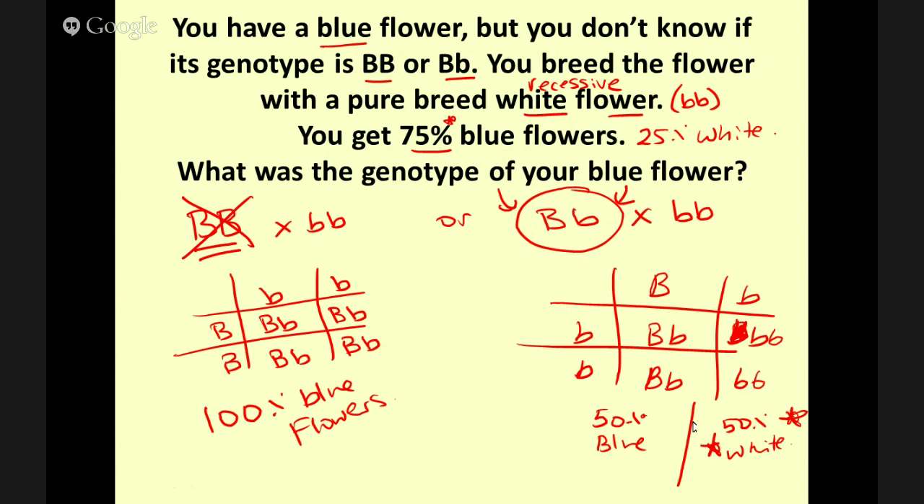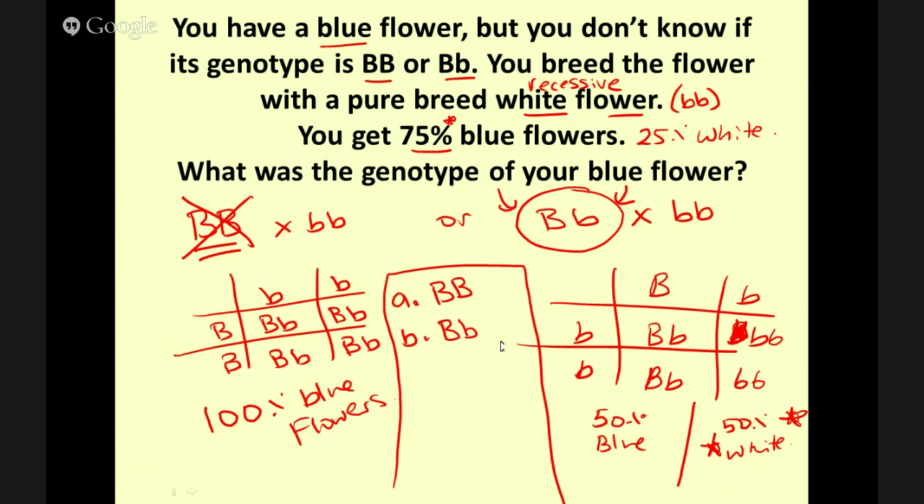So these are the type of questions you would get on the test. And the four answers, so if you're wondering in a multiple choice question, what would the four answers to this potential question be? Answer A would be big B, big B, and answer B would be big B, little b, right? So you would have to pick between those two answers. So this would have been the answer, right? B would have been the answer, A would have been not the answer.